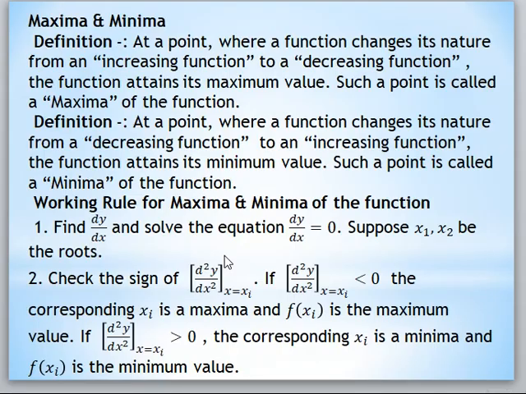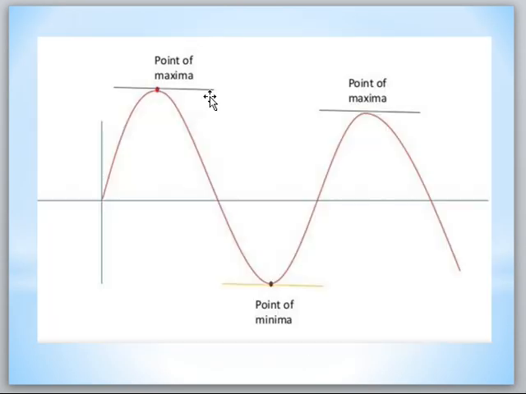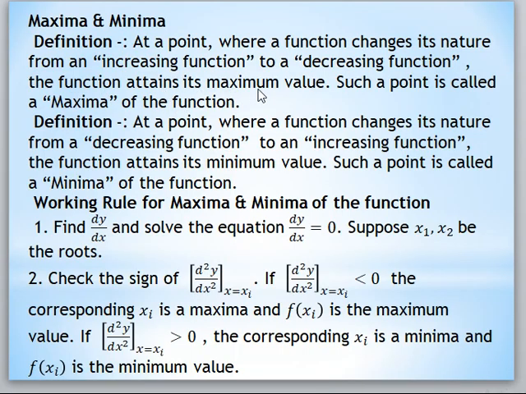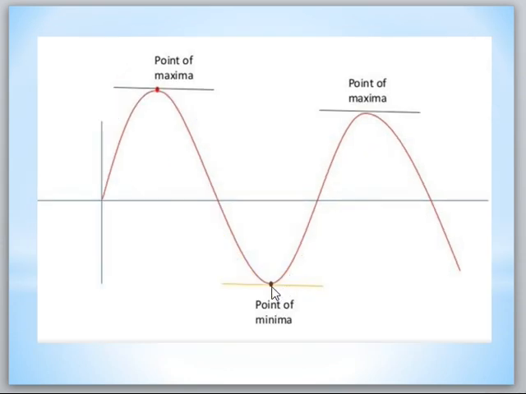So this is how the definition is formulated. At a point where a function changes its nature from increasing to decreasing, the function attains its maximum value, and such a point is called a maxima of the function. Similarly, a point where a function changes its nature from decreasing to increasing, the function attains its minimum value, which is this point. These two are the so-called turning points, and at these turning points only the function can attain its maximum and minimum value.